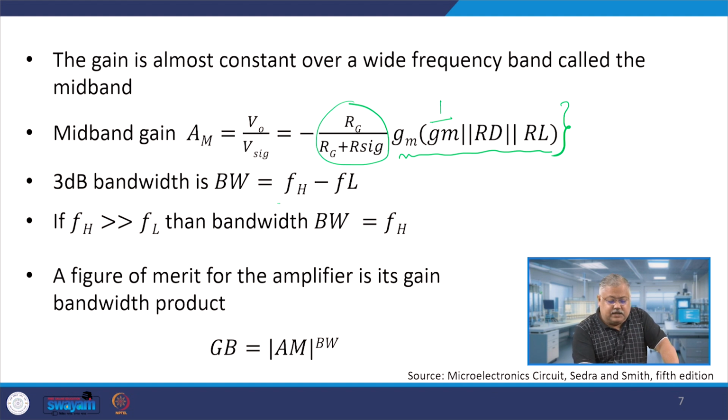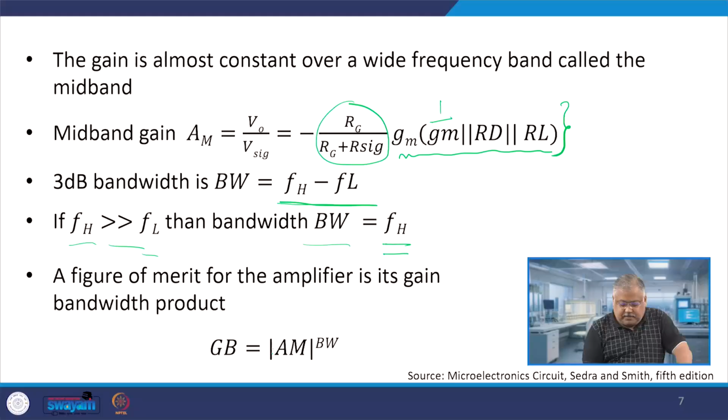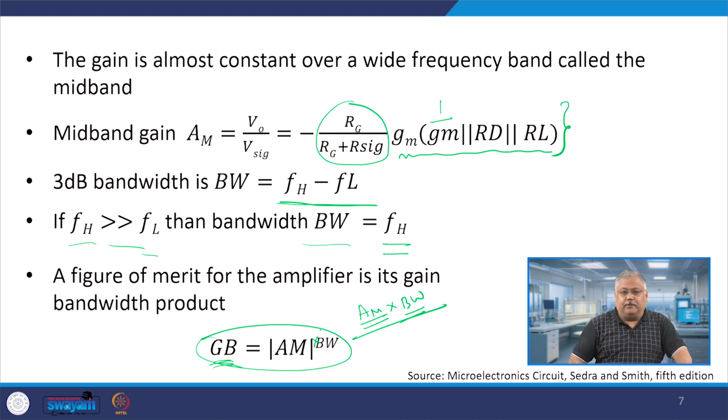The 3 dB bandwidth is given by FH minus FL, and we define the bandwidth to be approximately equal to FH if FH is much larger as compared to FL. So, if FL is of the order of a few hertz only and FH is of the order of kilohertz, the bandwidth will be of the order of a few kilohertz, right. This is the gain bandwidth product which I am trying to show you. AM is the gain, and the gain bandwidth product is given by AM multiplied by bandwidth. This is a multiplication sign which is available here.